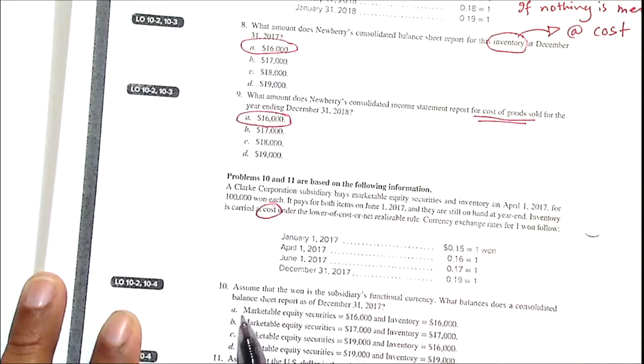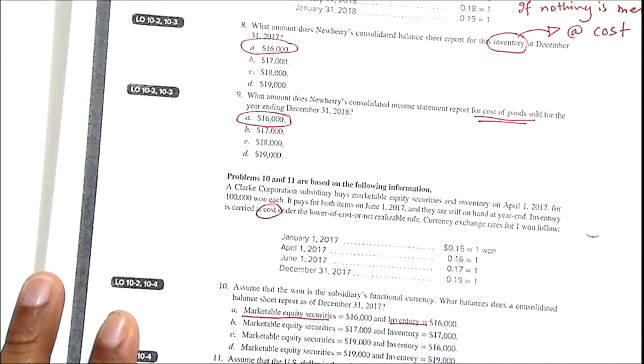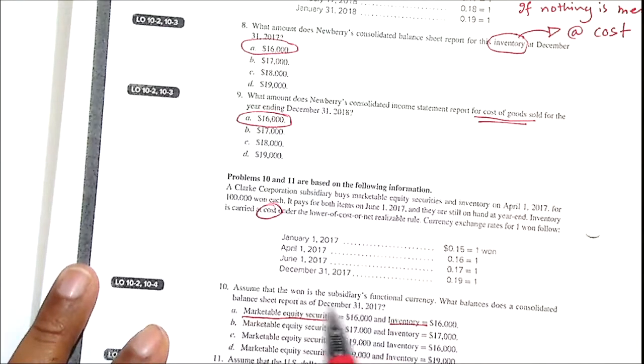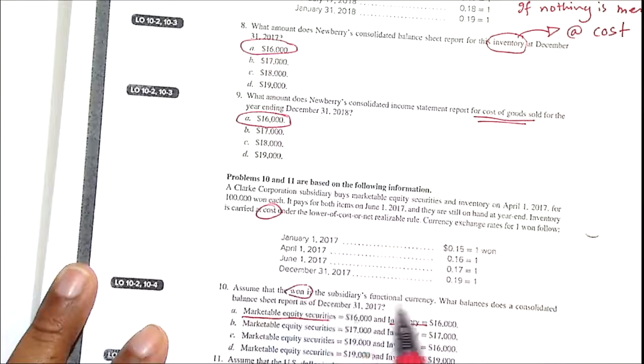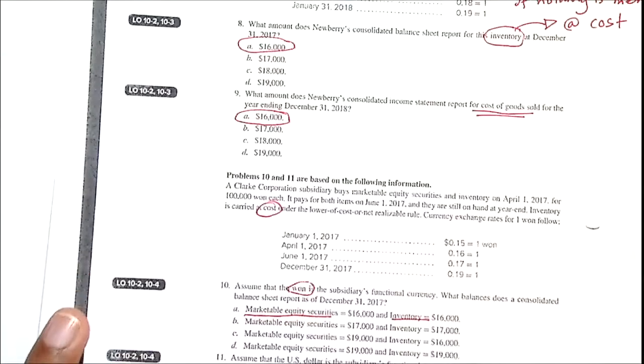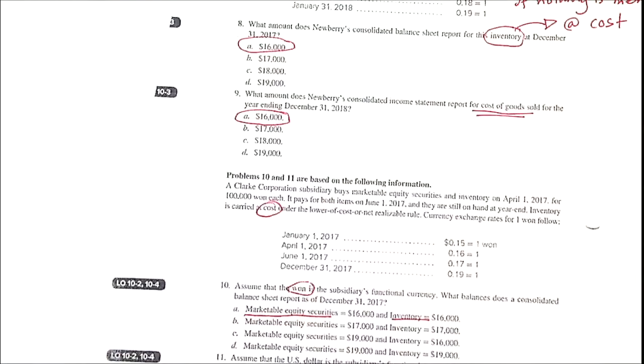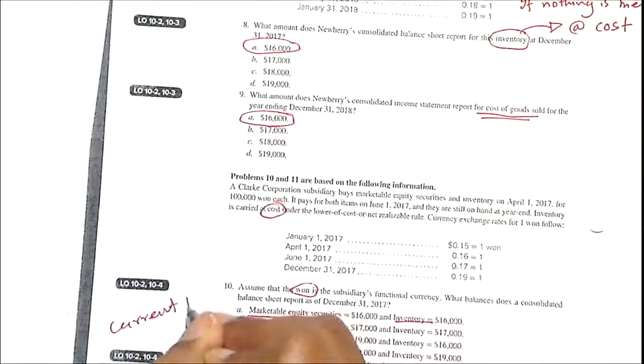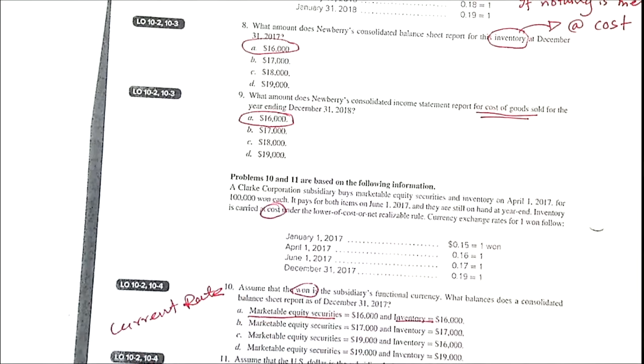Now you have two items, marketable securities and inventory. One is the functional currency, one is a foreign currency. So what method are we going to use, current or temporal? Current. Okay, so look at the current rate column. Marketable securities and inventories, both are converted by using what rate? Current rate, right?